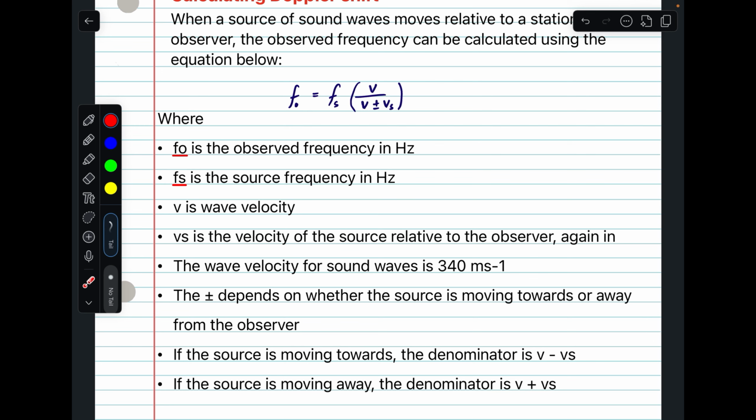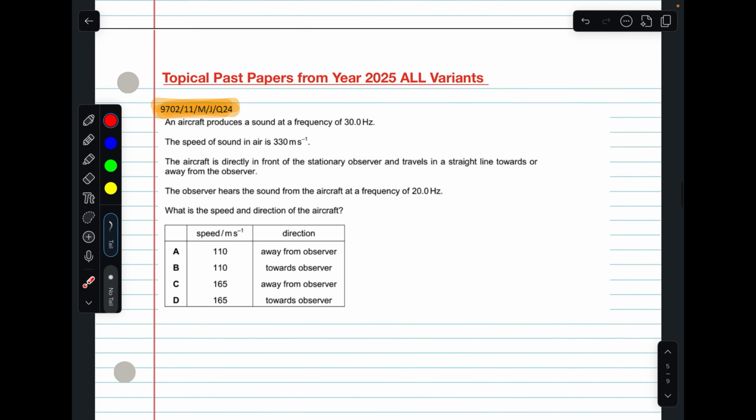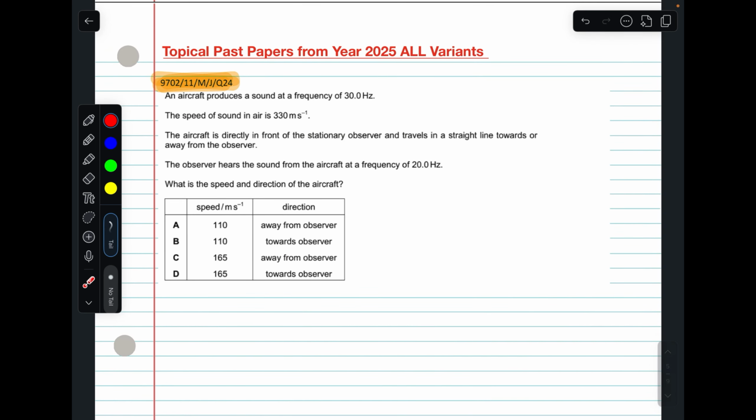So let's start with the questions. The most recent question that we have is: an aircraft produces a sound of this much frequency. So this is the frequency produced by the aircraft; for frequency we use f, and for the source frequency it is f_s. And the speed of sound is also given.